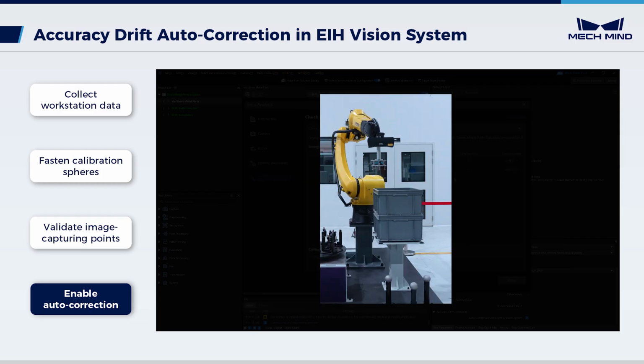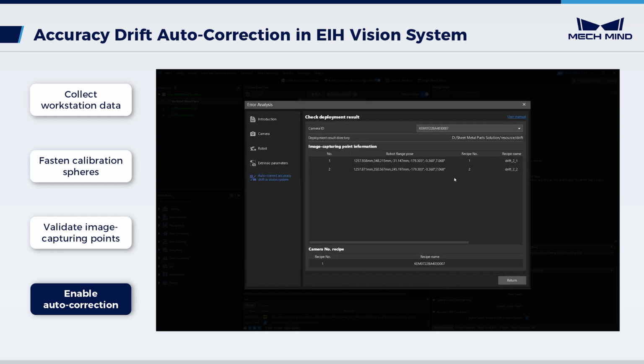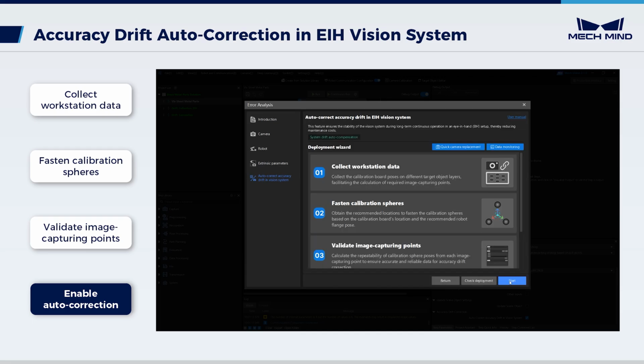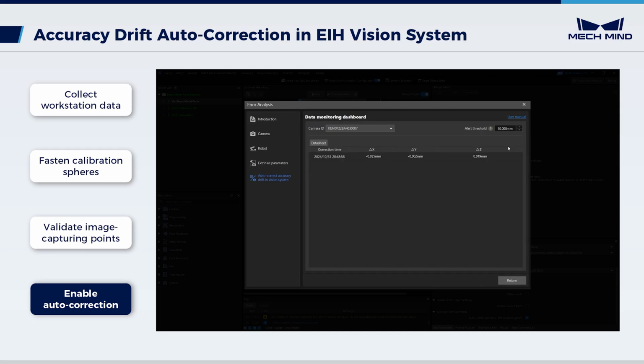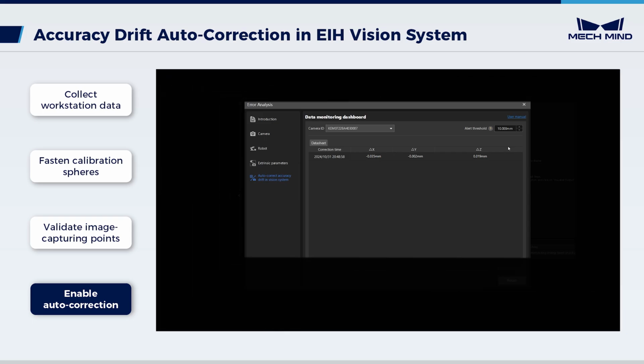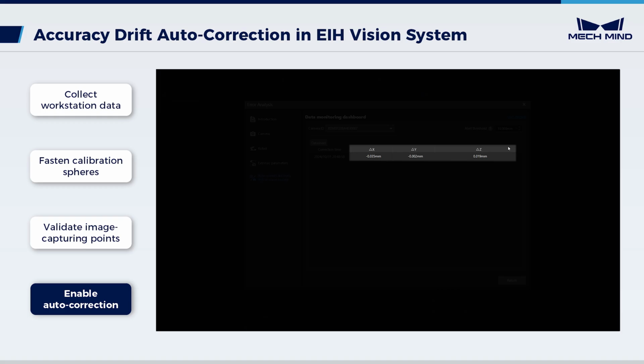Now, run the drift autocorrection program to test whether the robot has triggered the projects. Go back to the tool interface, and navigate to the data monitoring dashboard. A record of the drift autocorrection will appear. Here, delta x represents the drift compensation for the x value of the calibration sphere pose. The same applies to delta y and delta z.